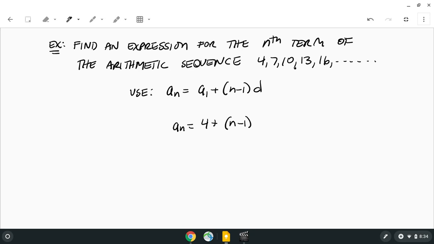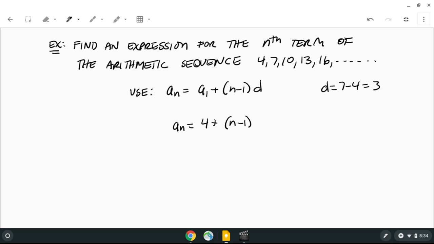And since we already know it's arithmetic, we don't have to check that 7 minus 4 is 3, 10 minus 7 is 3, 13 minus 10 is 3, 16 minus 13 is 3. We don't have to do that check. It is already telling us it's arithmetic. So we know that no matter which two you choose to check, you're going to get 3. All right, so we said d is 3. Let me just do it over here in case. So d is 3.